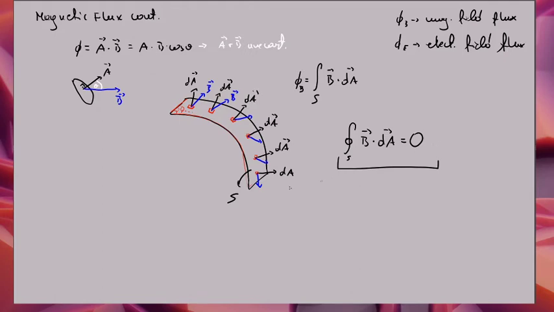What's a closed surface? A sphere is a closed surface. A cube is a closed surface. A paraboloid is not a closed surface.